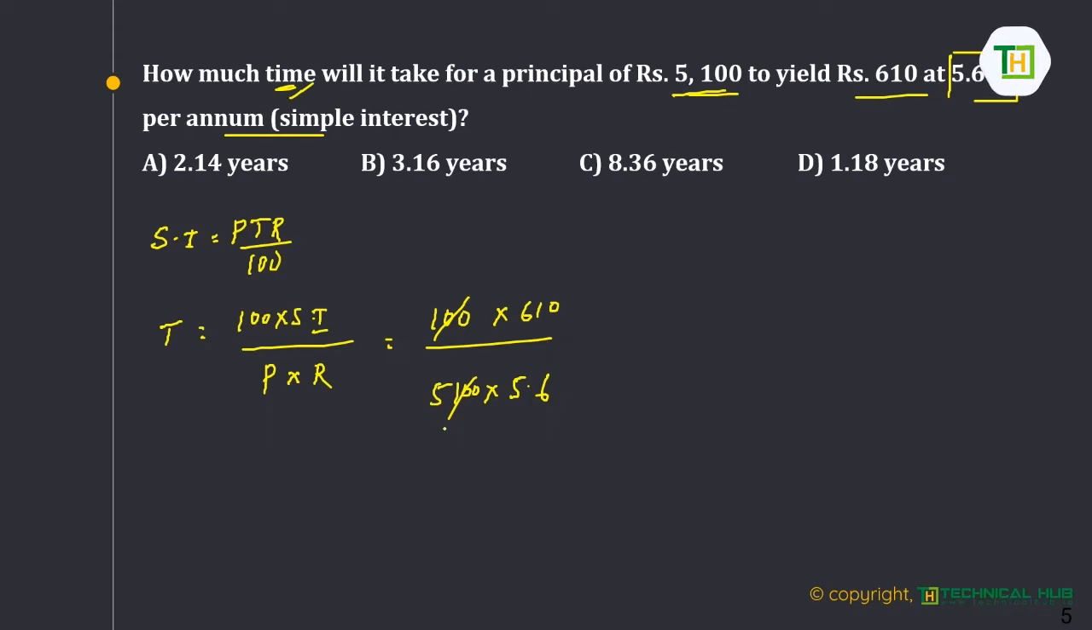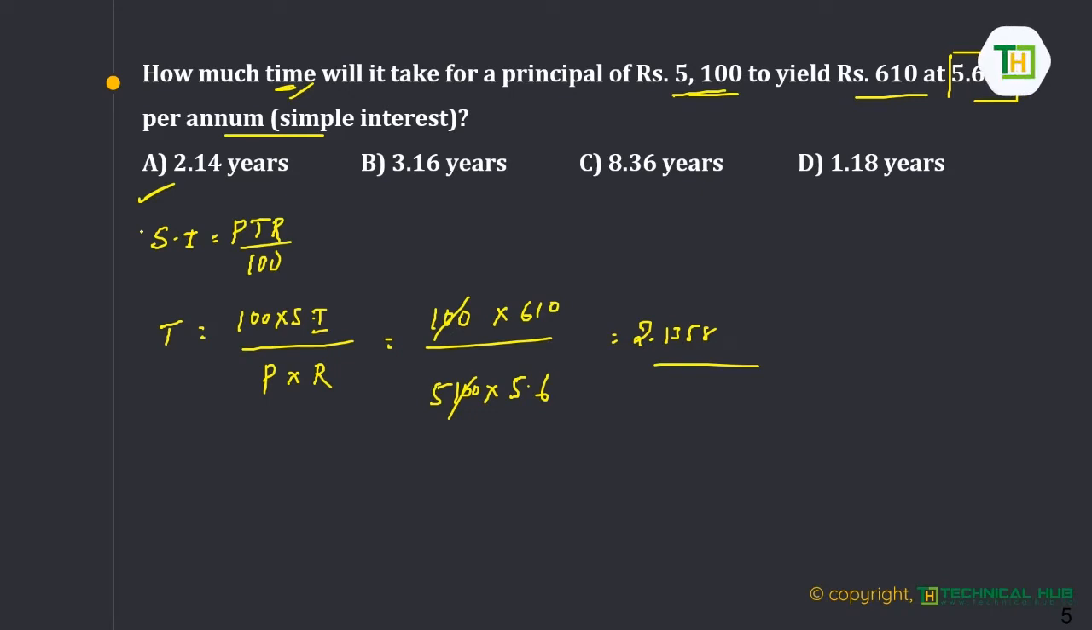If you simplify that one, you will get 2.1358 something. So 2.135 is close to 2.14 years. So what is the time required? 2.14 years is required. Everything is given, so direct application. They're asking the time, so time is nothing but 100 into simple interest by principal into rate. Here simple interest is 610.